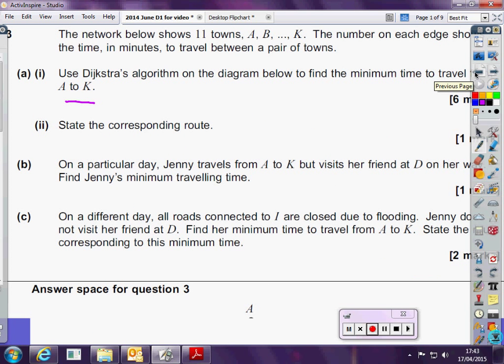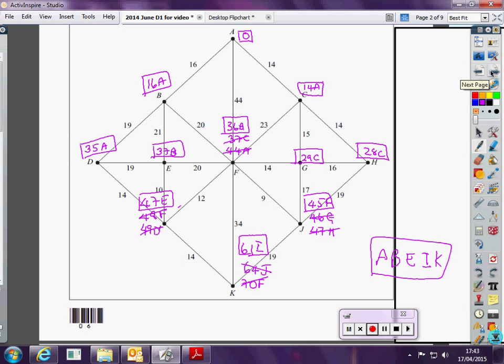On a particular day, Jenny travels from A to K and visits her friends at D on her way. Find Jenny's minimum travelling time. So she goes from A to K but visits her friend D on the way. Okay, so if she goes to D first, the shortest route to D is 35 from B, that should say.